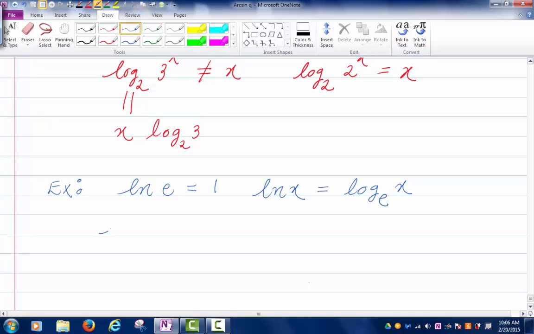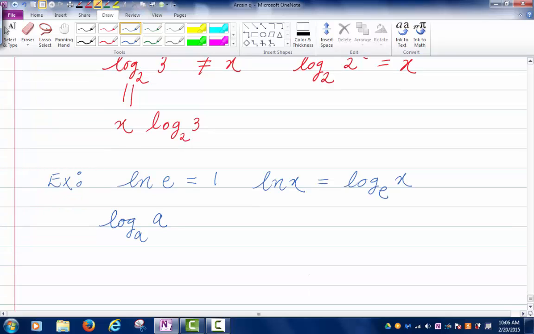Now my question to you, what is log base a of a? It's got to be 1, isn't it? By definition, right? So if log base a of a, let's say I don't know what that is, let's denote that by the number x. That would imply that a to the x is a, which implies that the exponent x has to be 1. Okay? So log base a of a is 1.